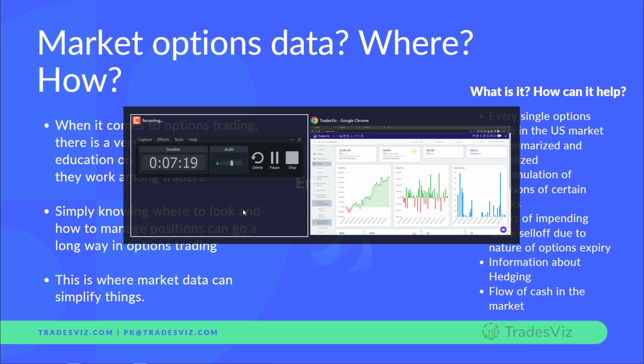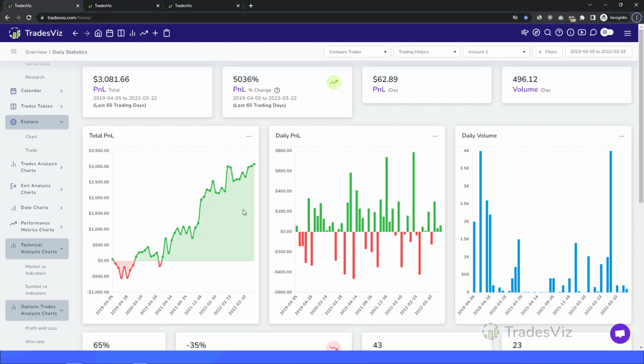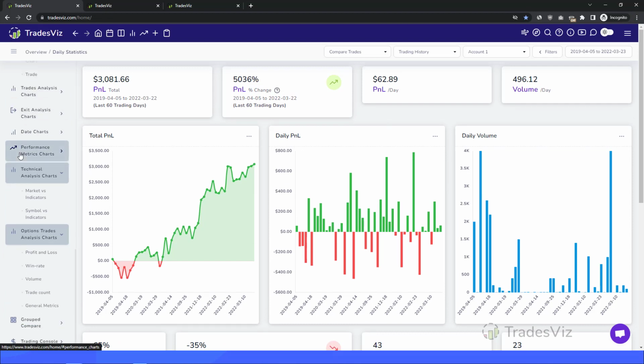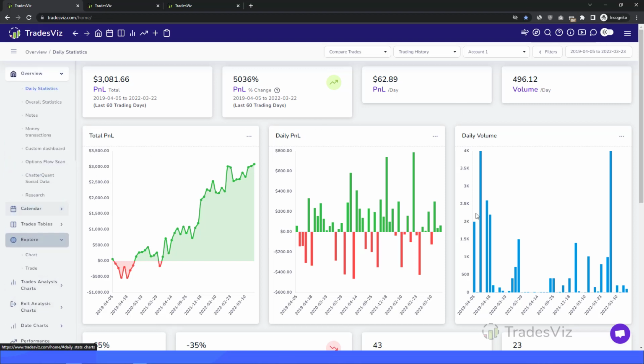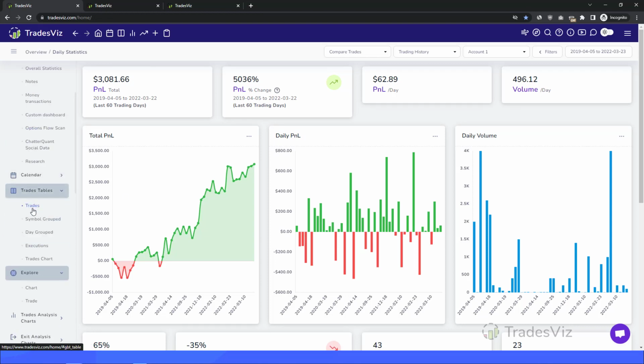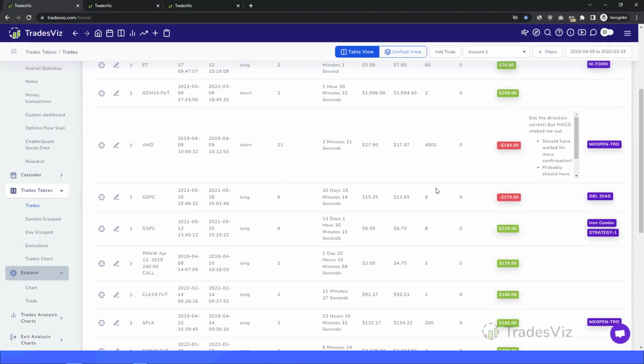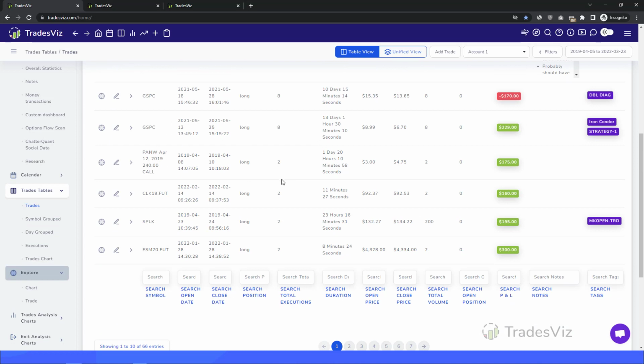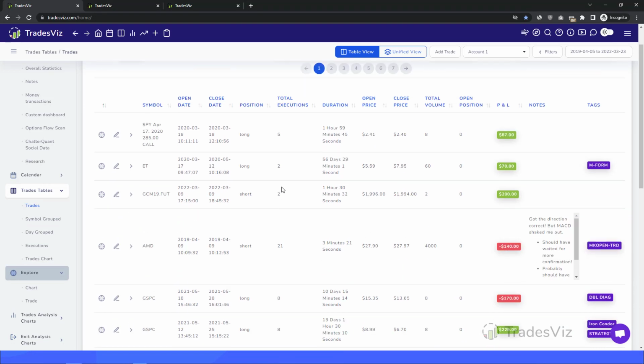So to give you an example of how we do analysis on Tradesviz, we're going to look at a sample account here. This account has already been loaded with the sample data that comes with Tradesviz, so everybody can have a look at this. If you have a Tradesviz account, just click on add sample trades if you don't have any data in the account, and you'll be able to see all the trades in the trades table. This has a combination of options trades, stock option trades, index option trades, and so on.